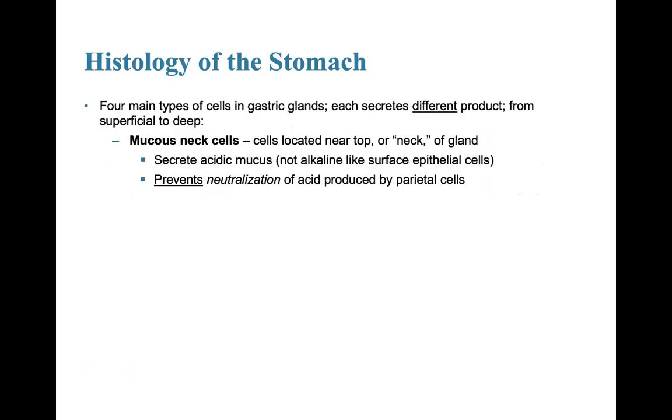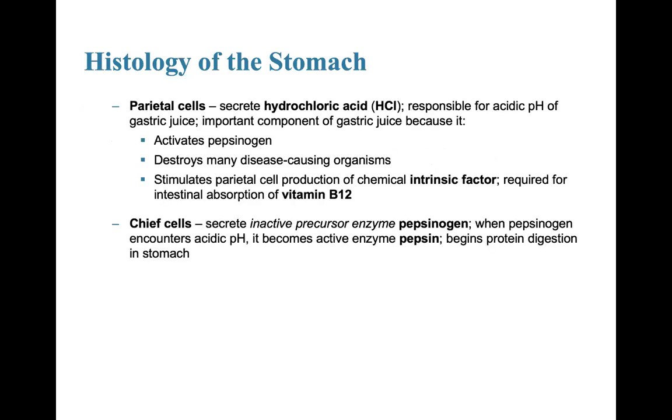And there are 4 main types of gastric glands that secrete different products. The first is the mucous neck cells. These cells are going to be located near the top or the neck of the gland, and they secrete acidic mucus, not alkaline like the surface epithelial cells. This prevents neutralization of acid that is produced by the parietal cells. Which brings us to the parietal cells. The parietal cells are responsible for the secretion of hydrochloric acid.